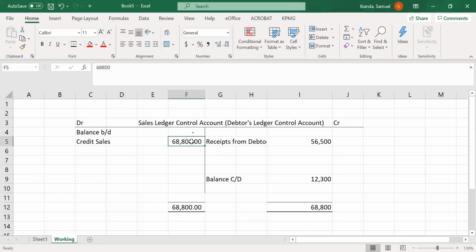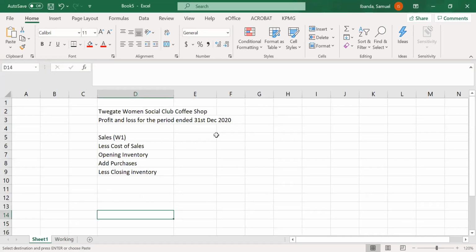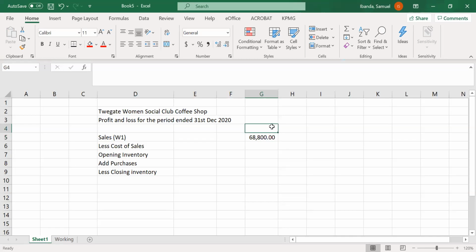So our sales value is 68,800. I'll pick that and put it here. Remember these amounts are in UGX 1,000. That is very, very important to take note. So those are my sales. Then I less cost of sales. We are saying that cost of sales, you start with opening stock, add purchases and less closing stock.